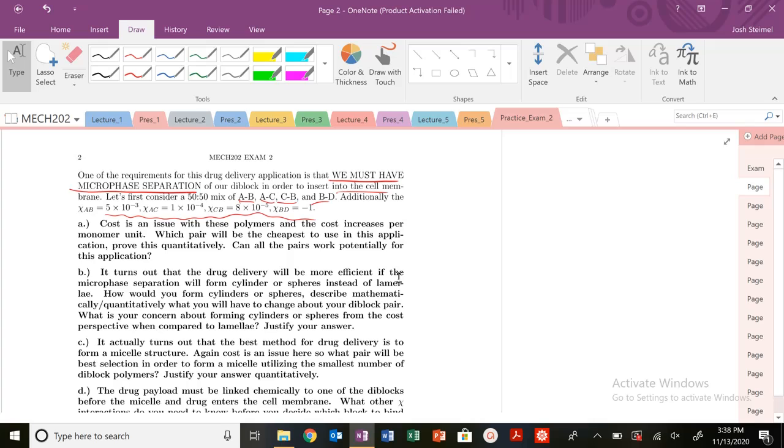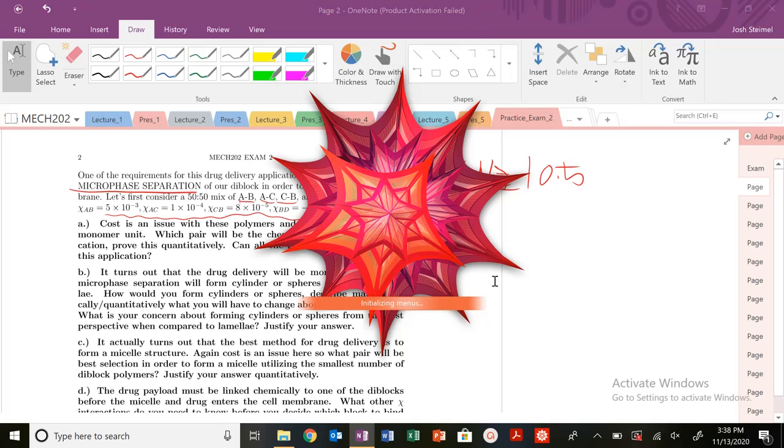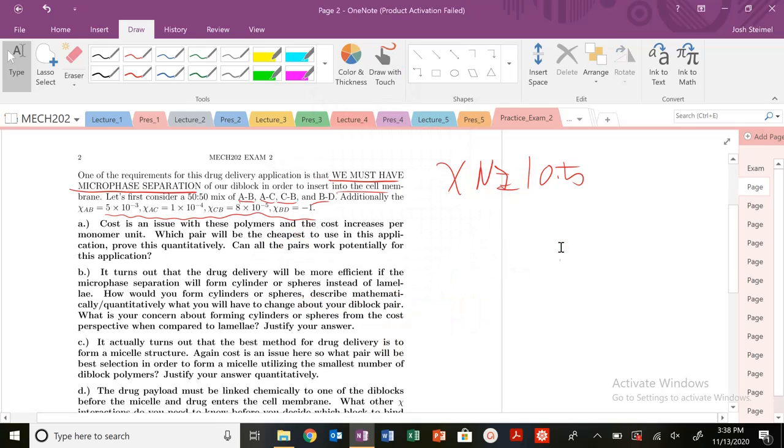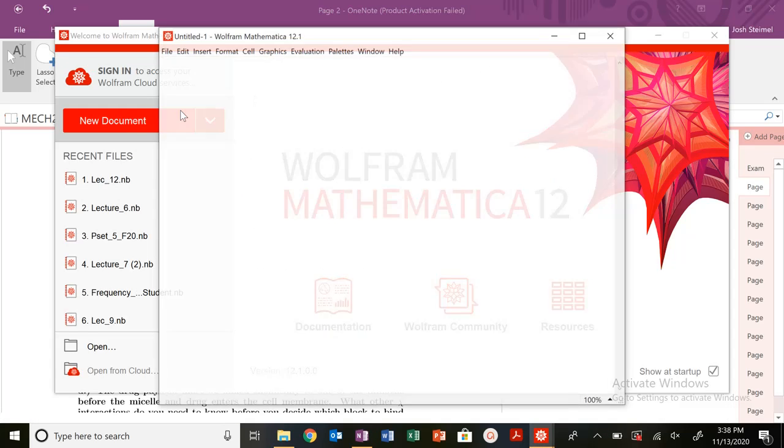So in order to have microphase separation, I know my chi N must be greater than or equal to 10.5. Well, I was just given several chi parameters. So let's go ahead and figure out the cost per monomer unit, i.e. per N. Let's figure out what's going to be the cheapest to use in order to get microphase separation.